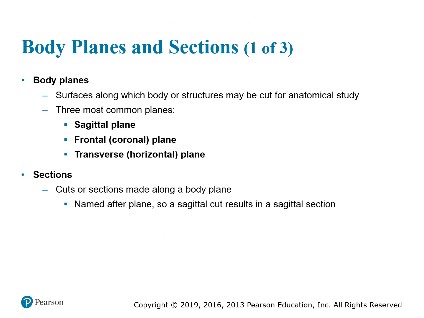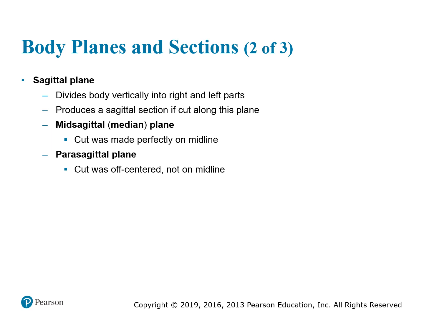So body planes and sections. When we make cuts, we need to be able to describe how the cut was actually made. And so for that, we have different terms to describe where along the body plane such a cut was made. The sagittal plane is cutting along the midline vertically into right and left parts. So if it's mid-sagittal, it is perfectly on the midline. If it's parasagittal, then it is off-centered laterally.